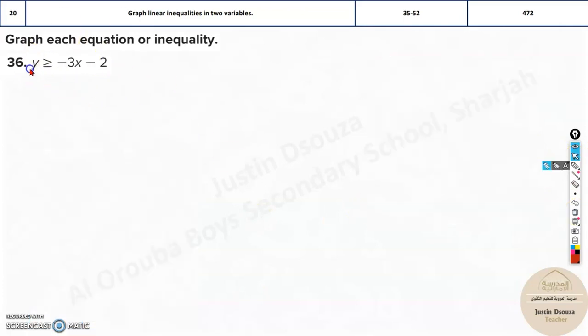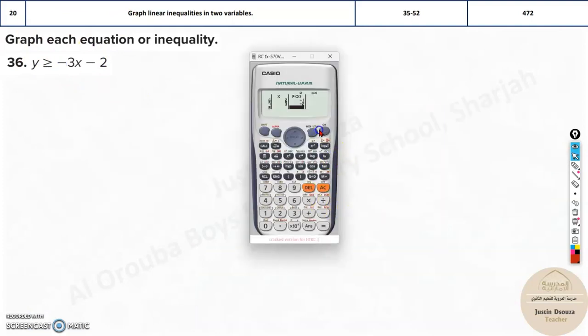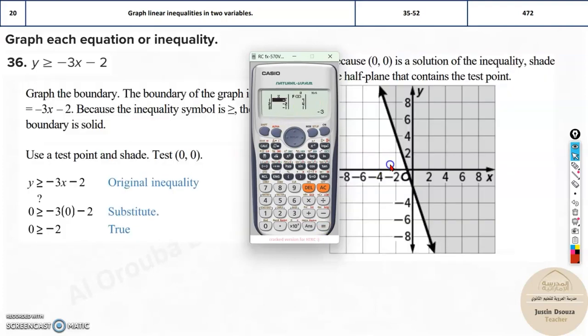Now over here, this is already in slope intercept form. Just make the table again. Use this calculator. Over here, mode 7 and type minus 3 alpha x minus 2, and let's give the starting value of minus 3 and ending at 4. Step is 1. You got the table. See, the table is there.